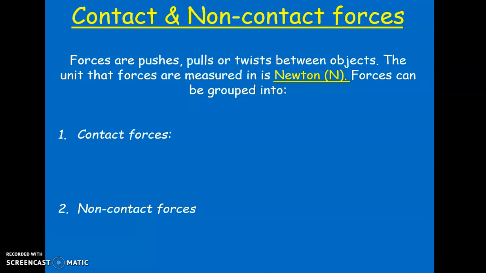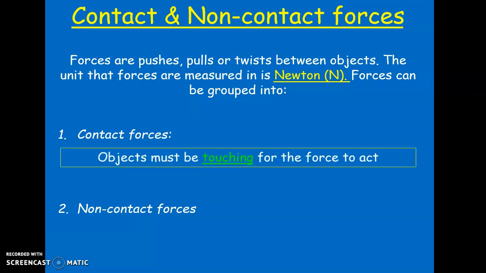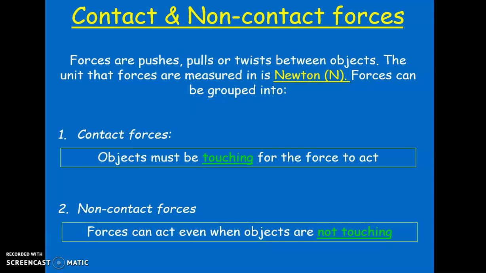Forces are grouped into 2 main groups. Contact forces. Objects that we're talking about, so this is the physical objects between which the forces are happening. The objects must be touching for the force to act between them. Non-contact, therefore, common sense tells us that in non-contact, forces can act even when the objects are not touching. And you'll see examples of these two in a second. Pause the video and get this down as your definition in your book, please.